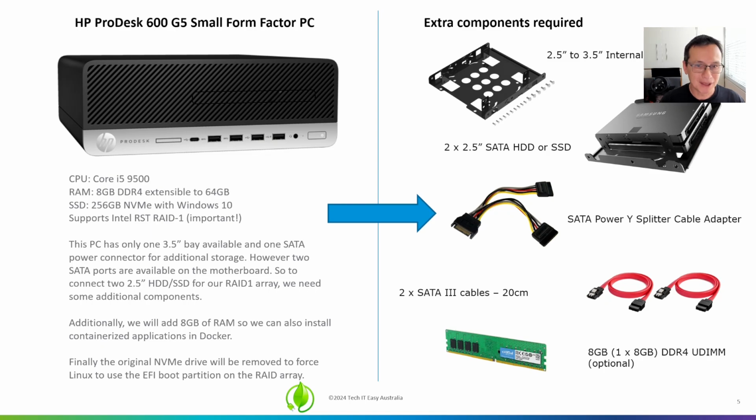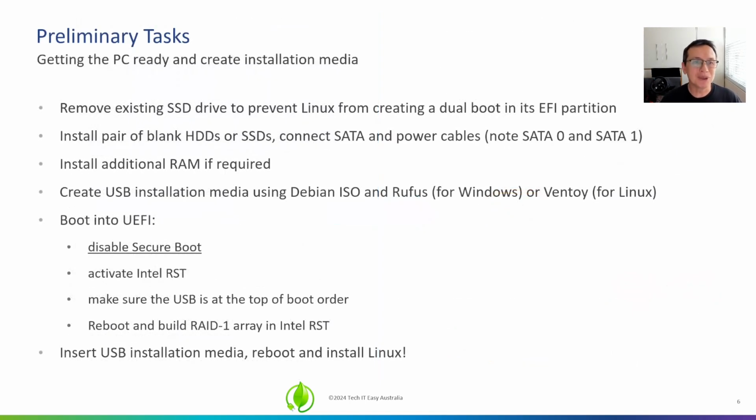Okay? So what do we need to do before we get into the installation? We need to remove the existing SSD drive, as I said, because otherwise, when you install Linux, it's going to find the EFI partition on the SSD, and it will actually use that one to create a dual boot situation, which is what we're trying to avoid. So we want to remove this, and then it will create the EFI partition on the RAID array. So we want to install the two HDDs or SSDs, connect the SATA power, and so on.